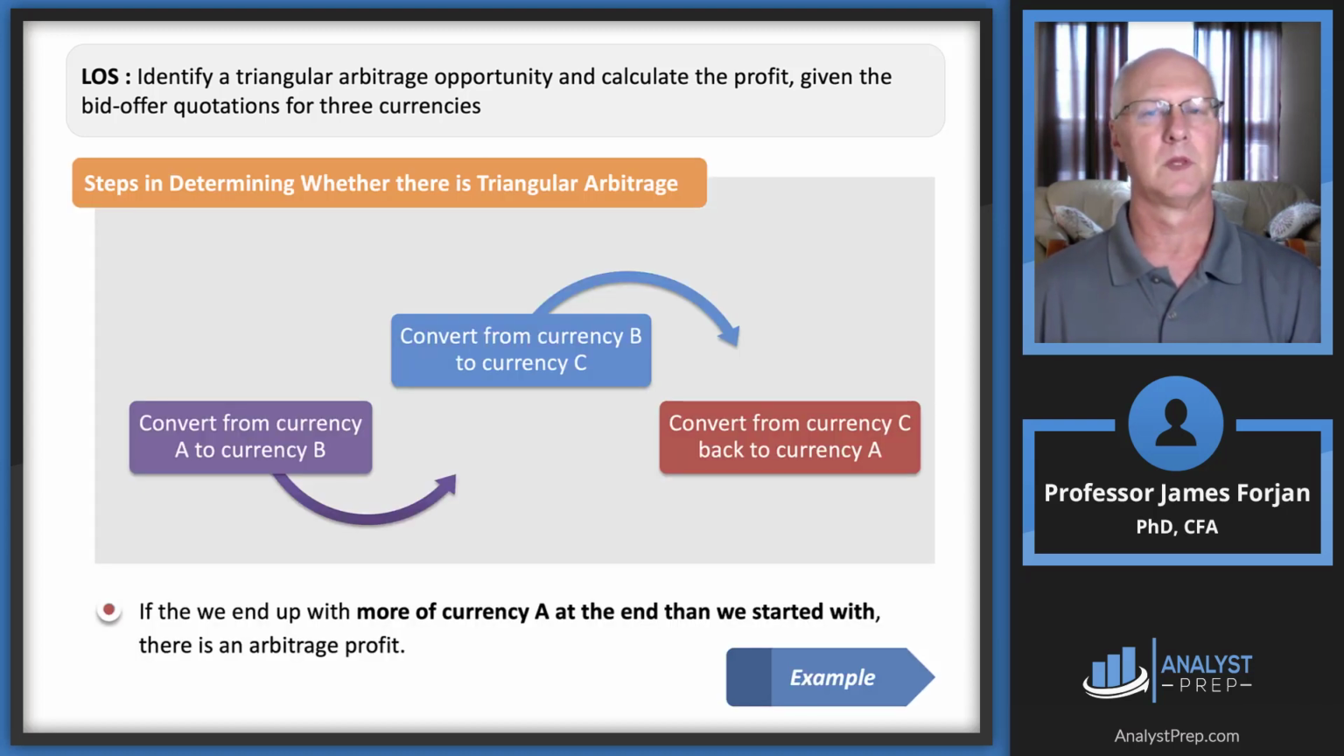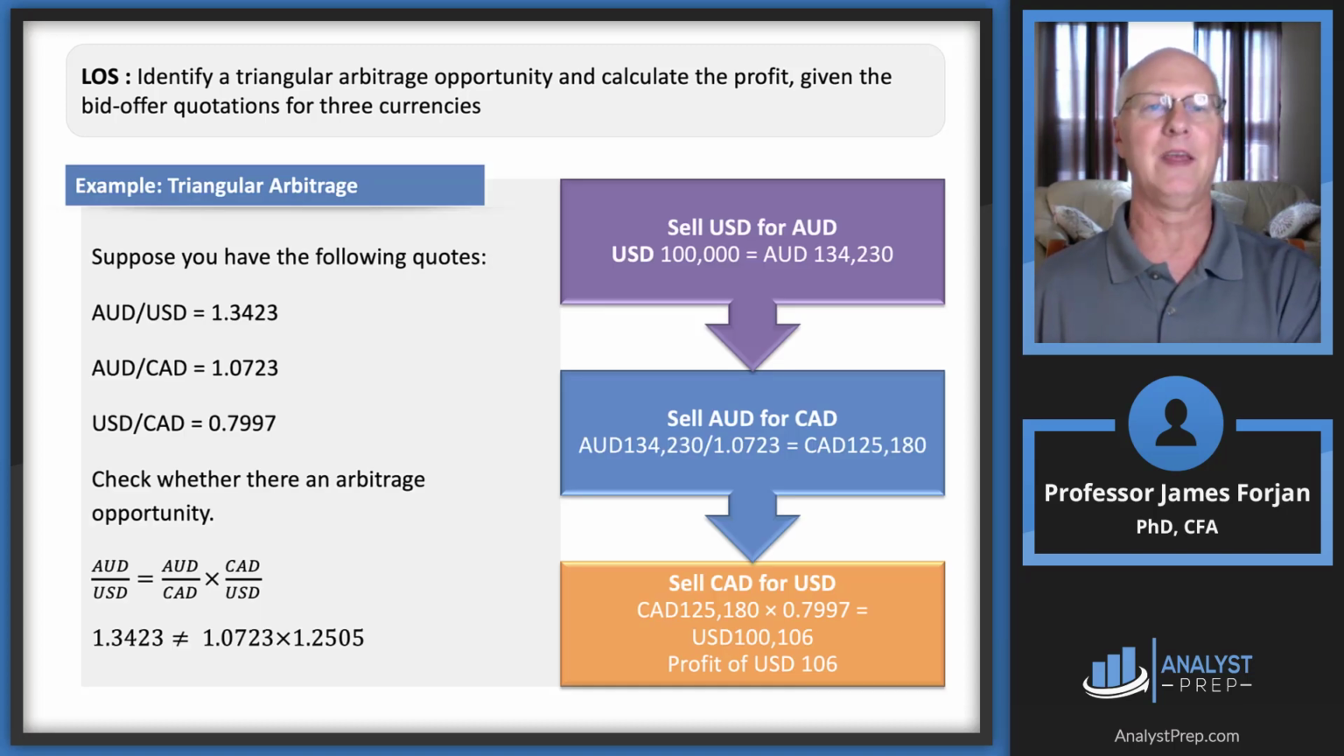Okay. Steps in determining triangular arbitrage. So let's just start with one currency, convert it to B, then convert it to C, and then convert it back to A. Boy, that's a super simple example. Let's do a little bit of math here for this one. How about those quotes down the left-hand column between the Australian dollar and the US dollar, and then we'll throw the Canadian dollar in there as the third currency. So look at the bottom math very quickly. Check whether there is an arbitrage opportunity.